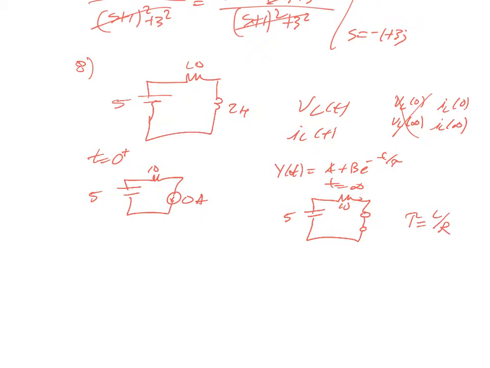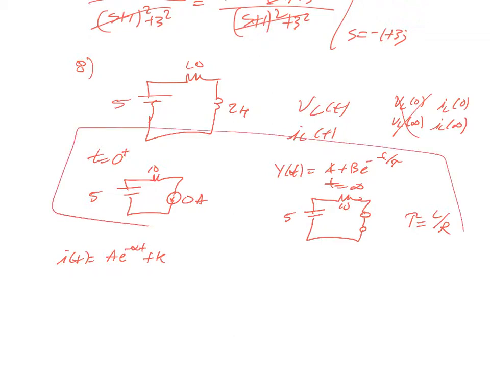A few of you actually did the full-blown derivations. Remember where we did the i of t equals A e to the minus alpha t plus K approach, which is fine. That's the brute force method, but that works. But this approach here, we presented it in class and it was perfectly fine to do in this one.